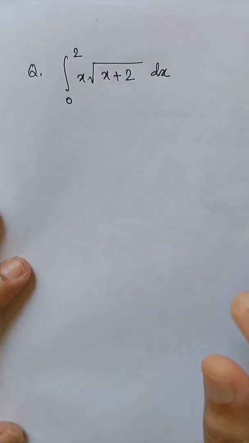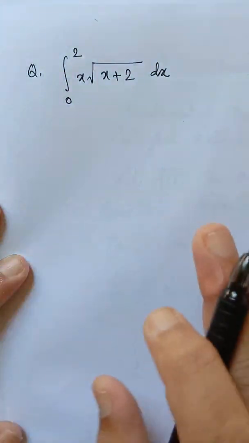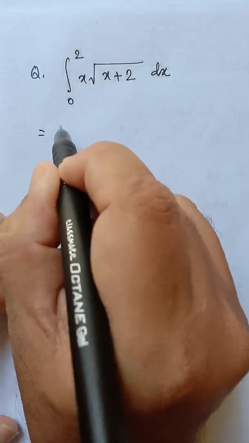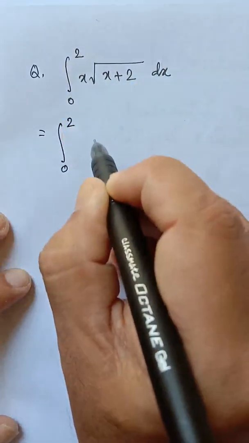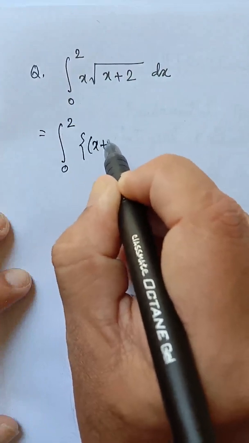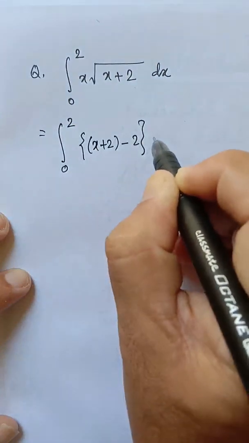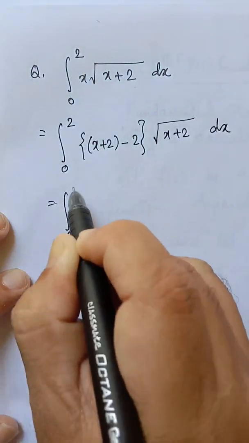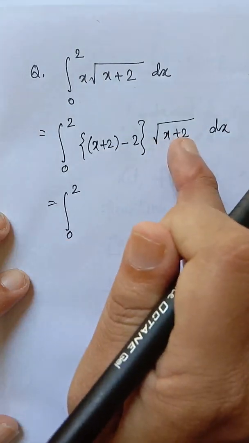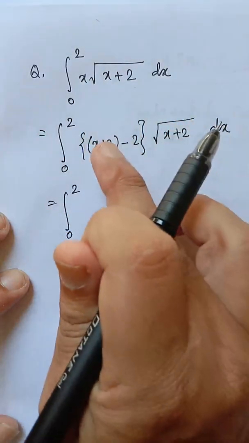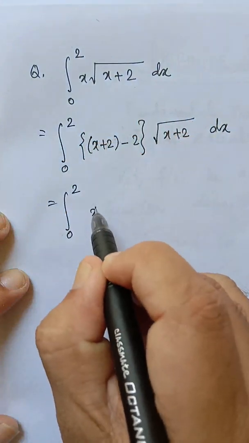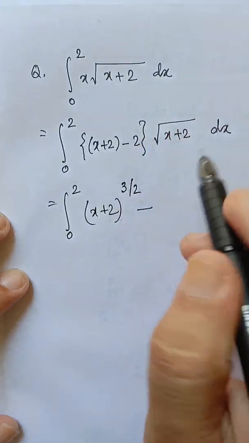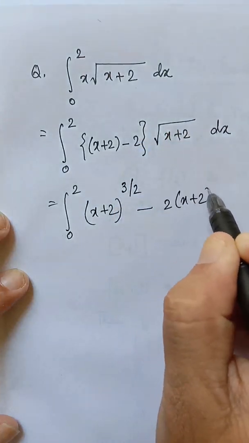Next question is to integrate 0 to 2, integration of 0 to 2 x into root of x plus 2 dx. Now to integrate this, we will write x in this way, x plus 2 minus 2 into root of x plus 2 dx. Now we will multiply x plus 2 with root of x plus 2. This into this will become x plus 2 into root of x plus 2, which is x plus 2 to the power 3 by 2, minus 2 into root of x plus 2, so 2 into x plus 2 to the power half.